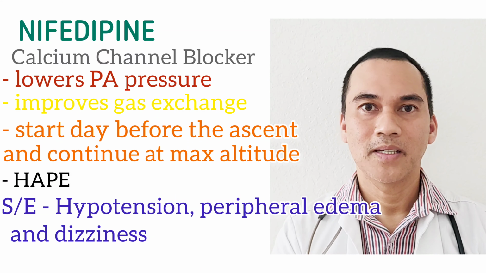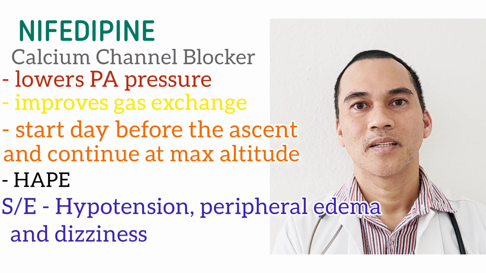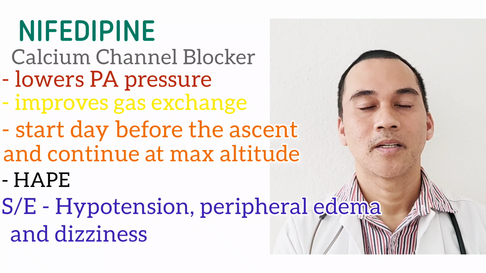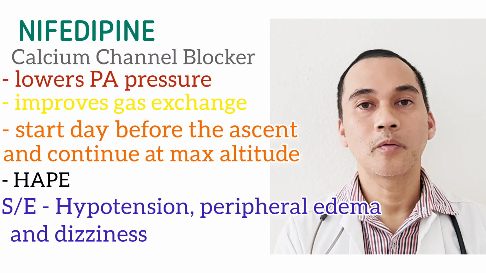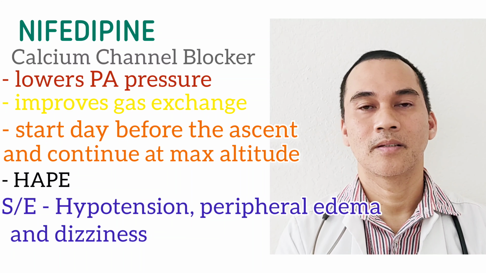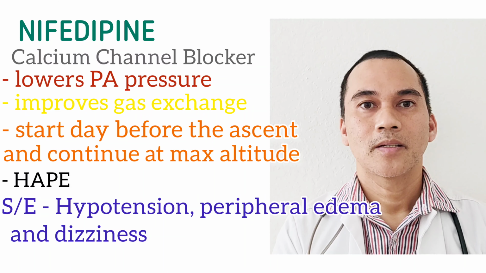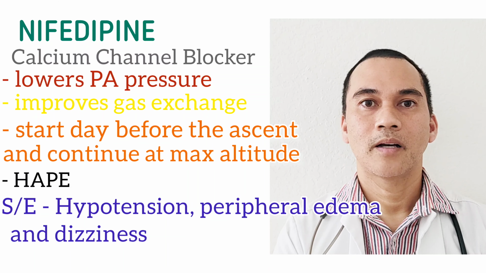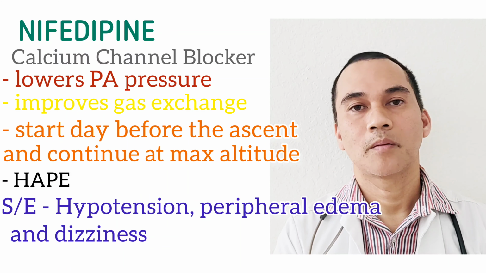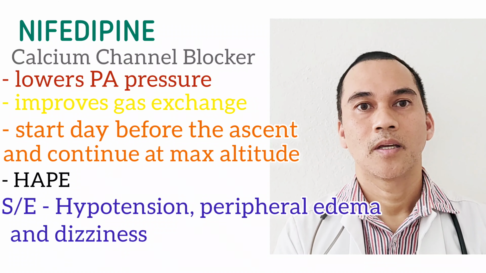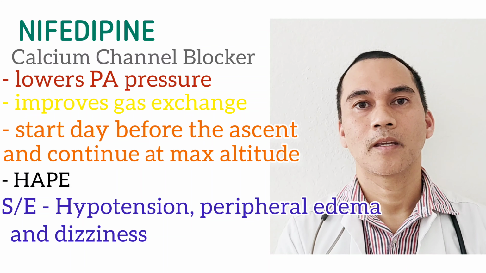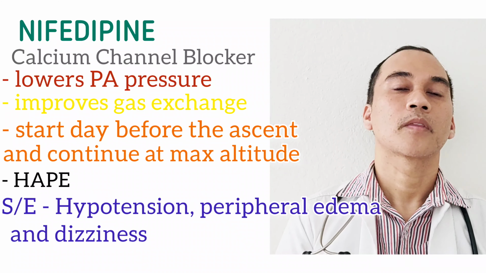And then the next one is nifedipine. So nifedipine, this is a DHP, the dihydropyridine calcium channel blocker. It will help lower the pulmonary arterial pressure and thus improve oxygenation and gas exchange. And you can take this at the start of the hike, or for 3 to 5 days, or until the maximum height is reached. And this is a prophylaxis and also a treatment for HAPE, high altitude pulmonary edema.